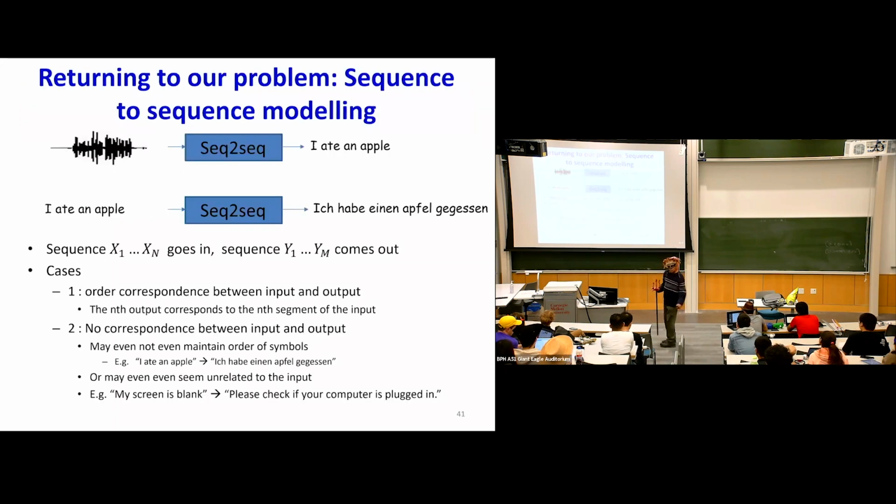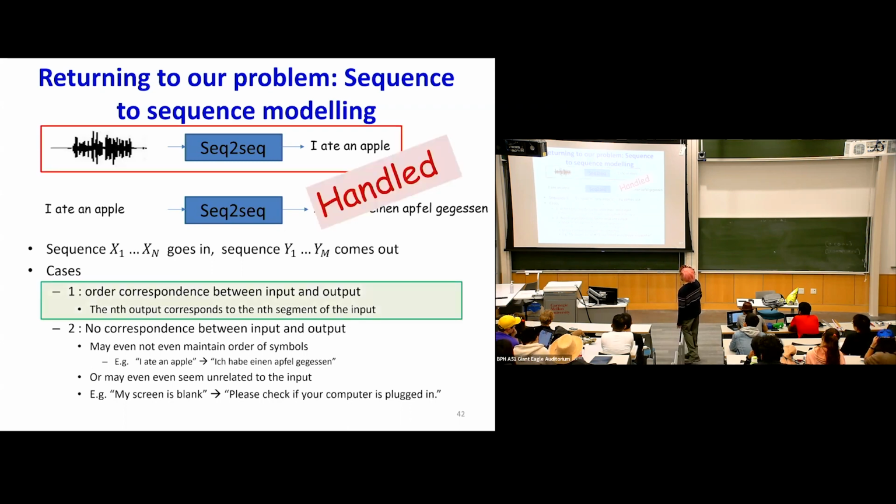So that was all about modeling language and how to use lower dimensional representations to represent words. But then let's return to our problem, that of generating sequences. The problem of sequence to sequence modeling was that of creating a model which can take in a sequence of inputs and produce an output sequence where the input and output sequences may not even be the same length. There are two specific cases. The first one is where there's an order correspondence between the input and the output.